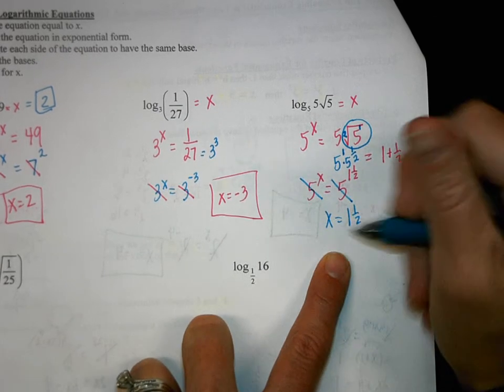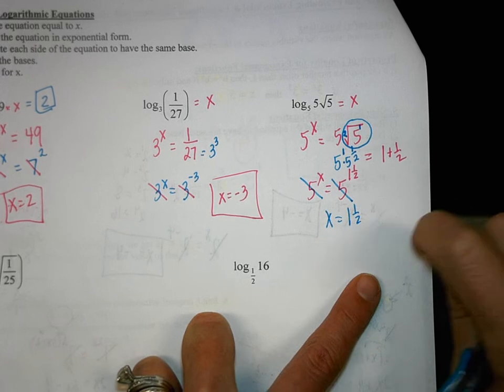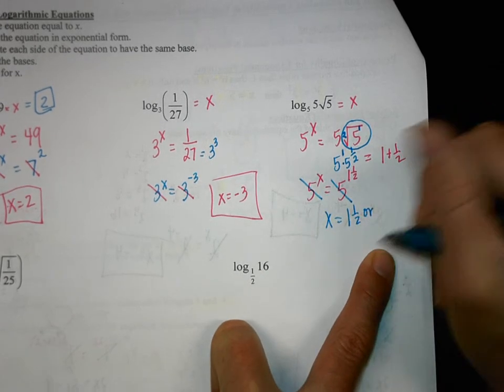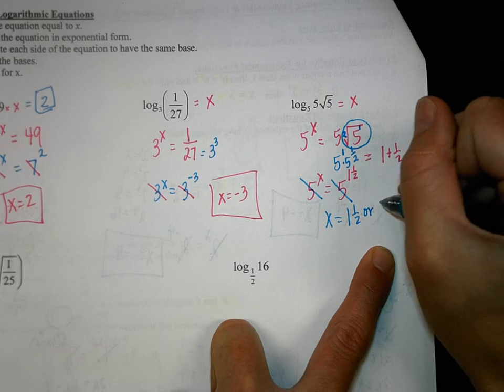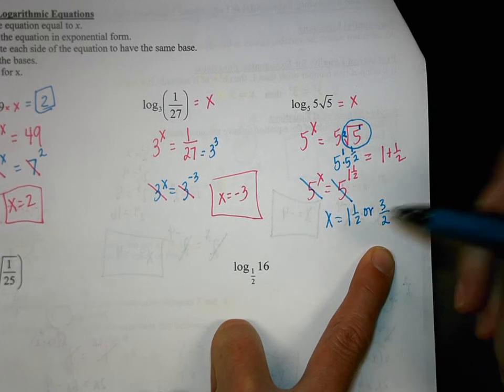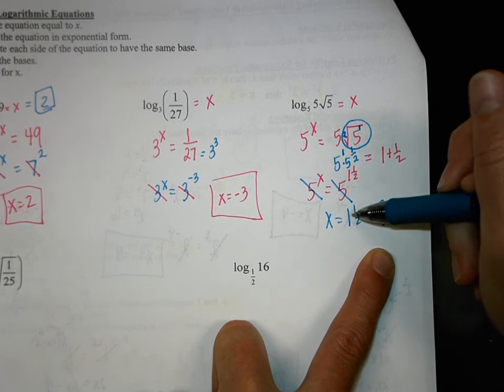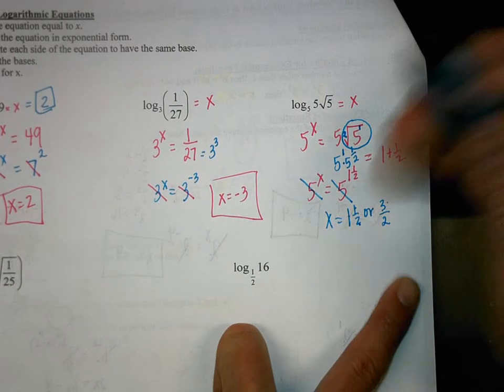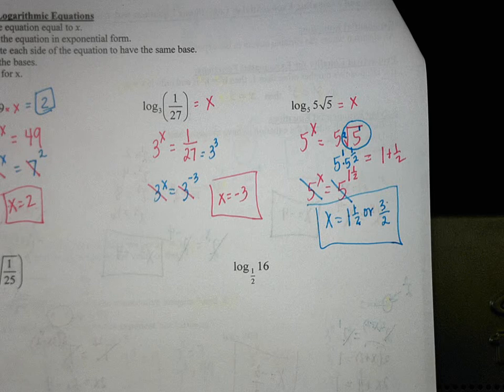Most of the answers, though, won't have it as a mixed number. They would change this into an improper fraction. And so you would probably see this answer as 3 over 2. And remember, you change mixed numbers to improper fractions by taking 1 times 2, which is 2, plus 1 makes 3, 3 over 2. But either answer is acceptable.